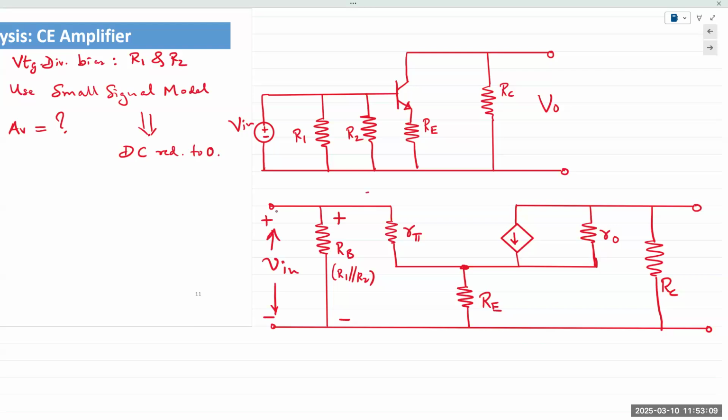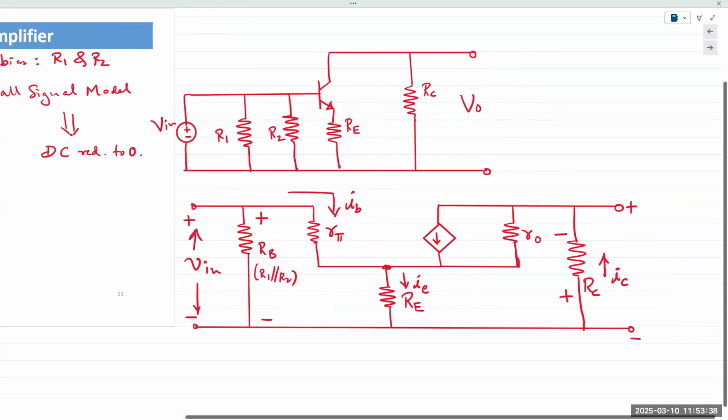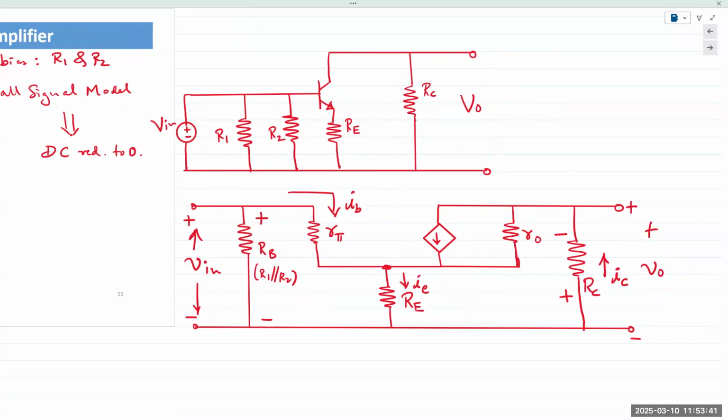We can state IB, base current, is flowing in this direction. IE flowing down, and IC would be flowing up because this was the top of our resistor. Here we can write IC flowing up, and then output plus minus VO.